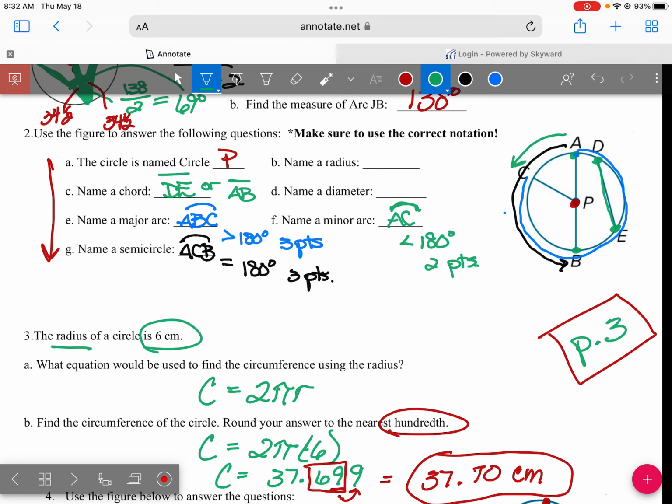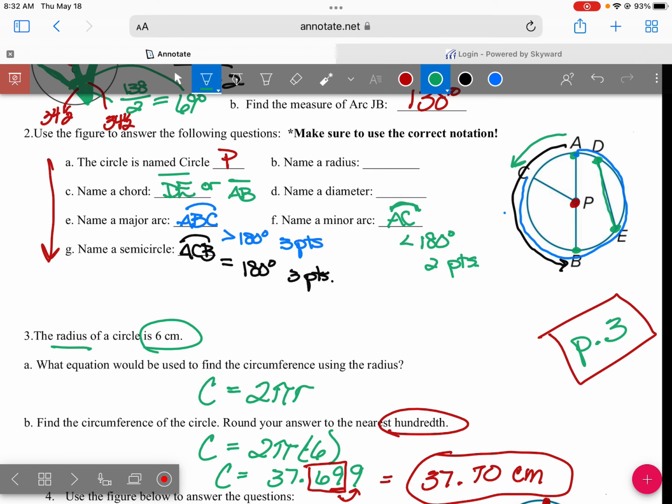Okay? Caden, what are you looking at? Caden. Caden, what are you looking at? What are you looking at? Huh? Oh, okay. All right.